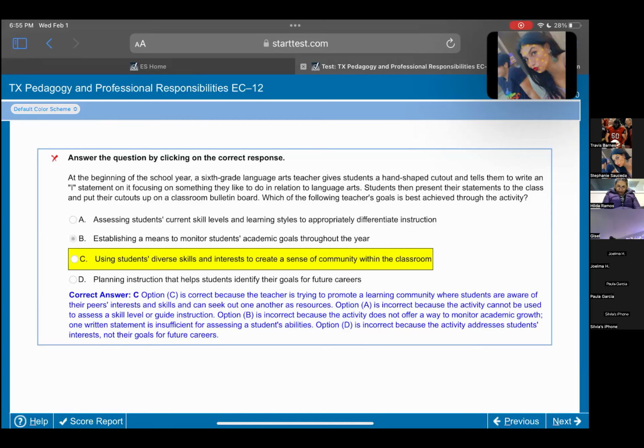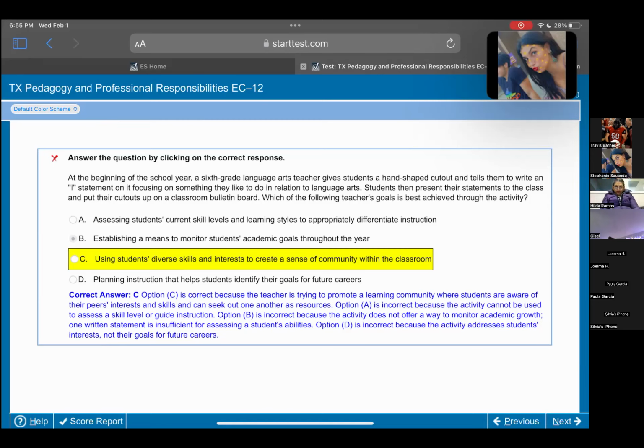What should you do first? What should you do next? If the teacher scenario is talking about during class discussion, then the activity has to be during class discussion. It can't be something you send home with them. So paying attention to the temporal markers, very important. And this one right off the bat tells us, this is the beginning of the school year.